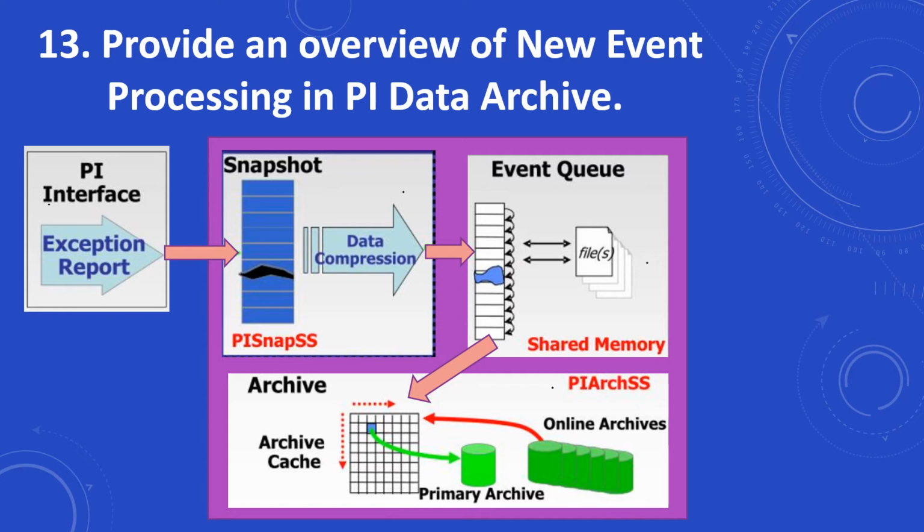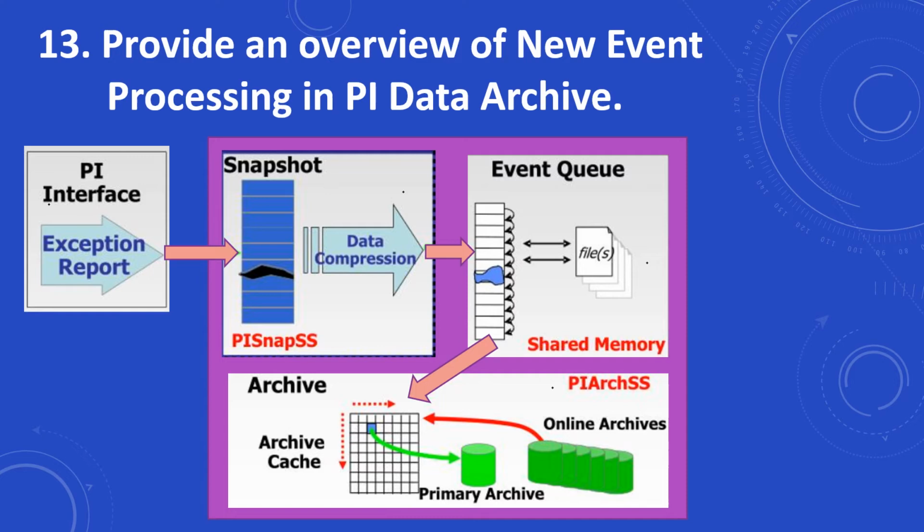Get data and create an event. Perform exception testing to determine if the event is significant. Send significant events to PI data archive and discard the rest. If buffering is configured, save the events on disk in case PI data archive is unavailable. Then the event goes to the PI snapshot subsystem.